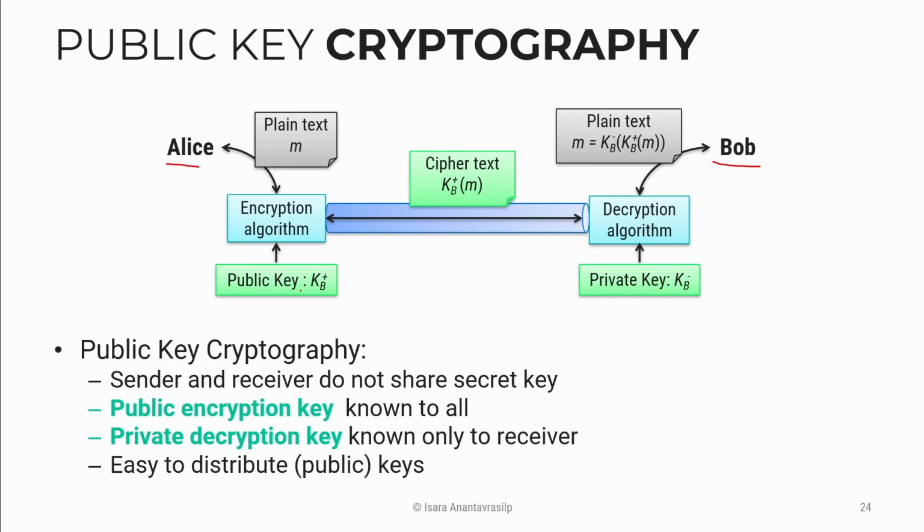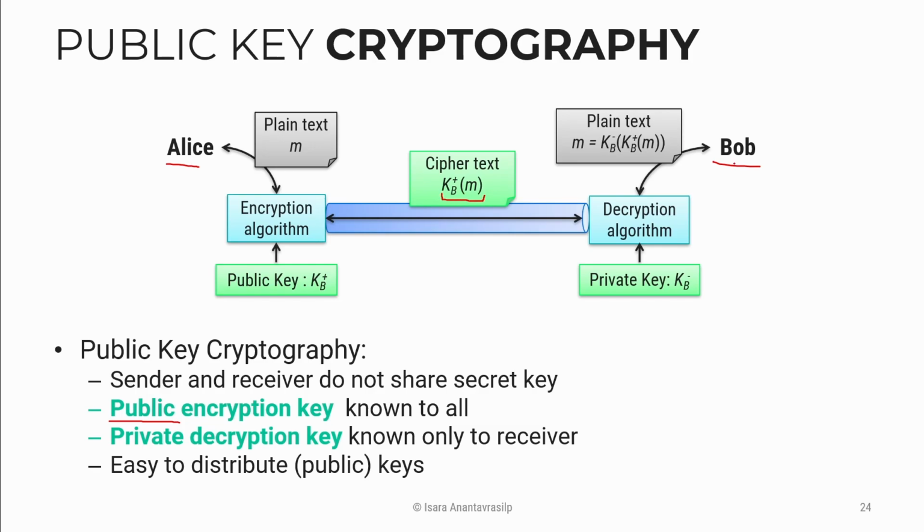But here Alice doesn't use a symmetric key to encrypt the message. She is using Bob's public key. We denote the public key of Bob by K plus, KB plus. So she encrypts her message M using a common encryption algorithm along with Bob's public key. We have ciphertext KB plus (M).